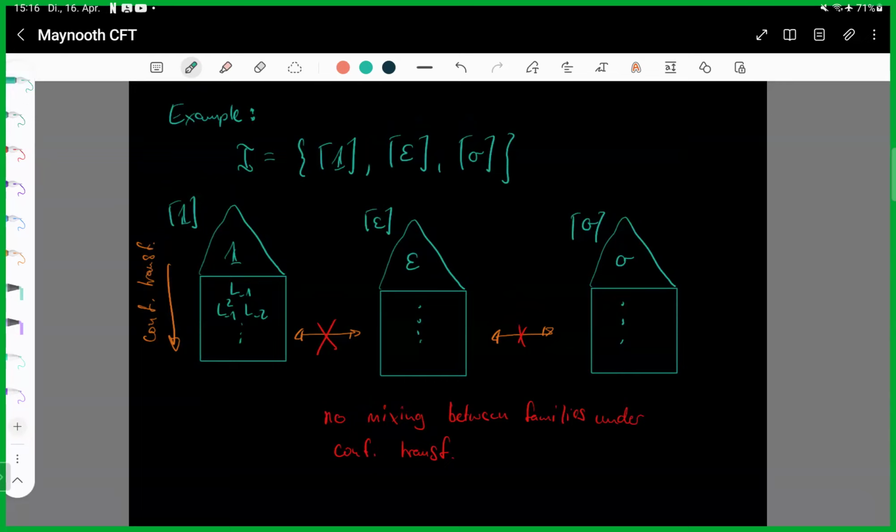Excuse me. Yes. Very quick. What is the difference between a conformal family and a Verma module? Well, actually, it's just nomenclature.